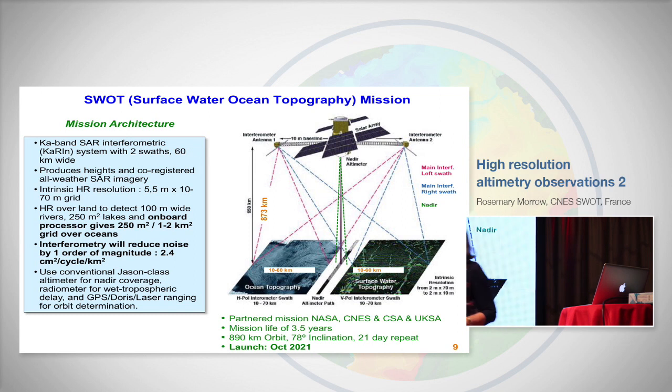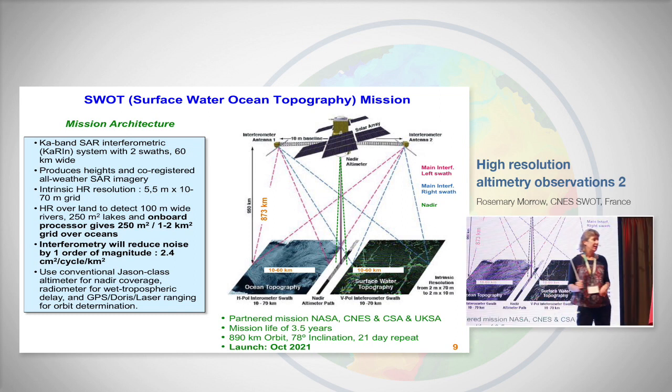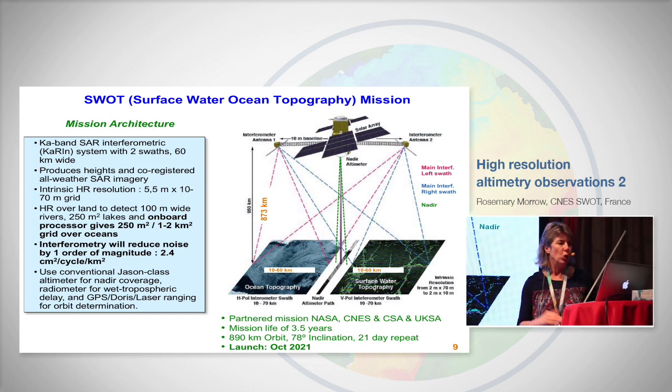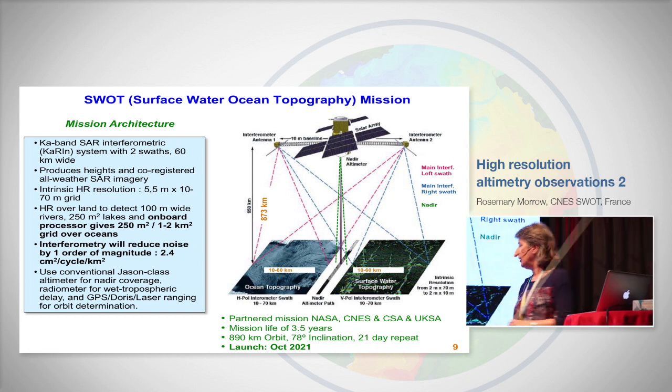But the key point is that this interferometric technique reduces the noise, and we're at about 2.4 centimetres squared per square kilometre noise level. Today's altimeters have that averaged over the globe. So we're looking at something that is a really very, very small noise compared to what we have today.